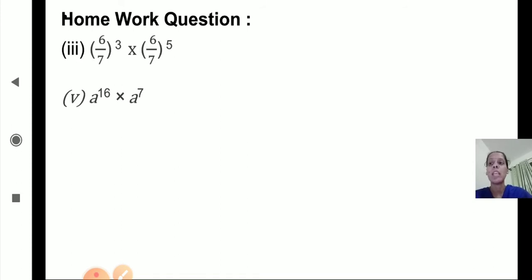Now fifth one is a raised to 16 multiplied by a raised to 7. Okay, so again the same, base is same, that is a, index is 16 and 7. So in the multiplication we are adding the index. So 16 plus 7 you will do. Okay, so these are the two homework questions. Please write down these questions and solve these sums in your classwork. A raised to 16 multiplied by a raised to 7, fifth one, and the third one is 6 upon 7 raised to 3 multiplied by 6 upon 7 raised to 5. Now we will move to the next sum.